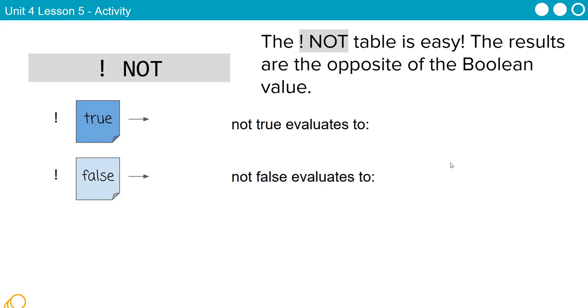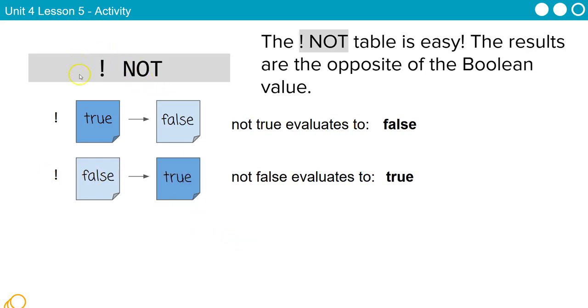All right, the NOT table is a pretty simple one because this not is just going to give you the opposite. So if something is not true, it's false. If something is not false, it's true. We don't use not a lot in this class, but we do use the and the or all the time.